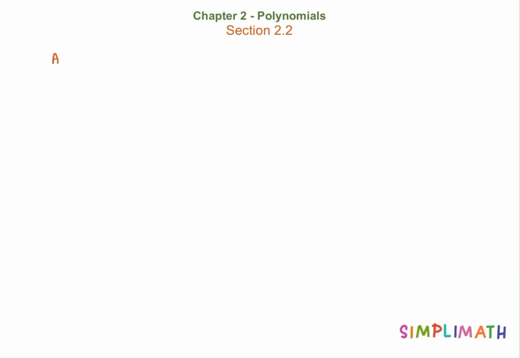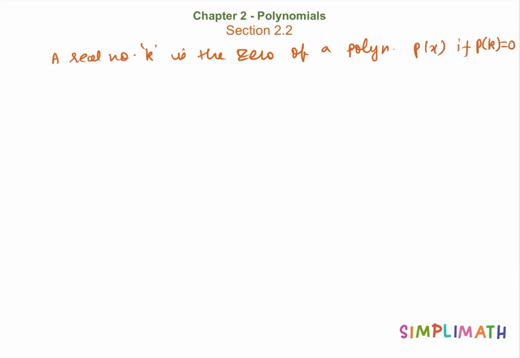We know that a real number k is the zero of a polynomial p of x if p of k equals 0. Now, we have already started this in the previous section. In this section, we will understand the geometrical meaning of the zero of a polynomial. That means we will understand it by graphs. Let's see the geometrical representation of linear, quadratic and cubic polynomials and the geometric meaning of their zeros.